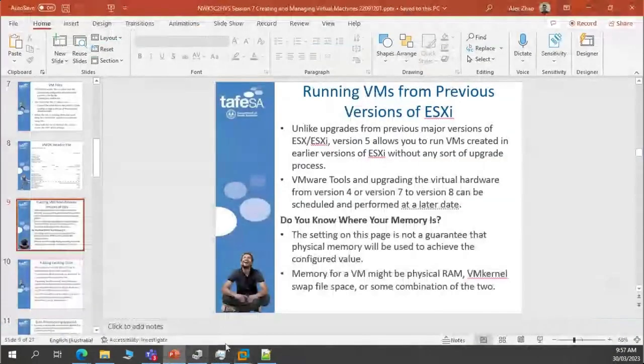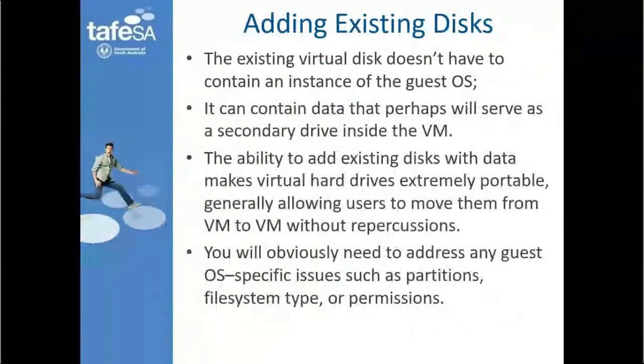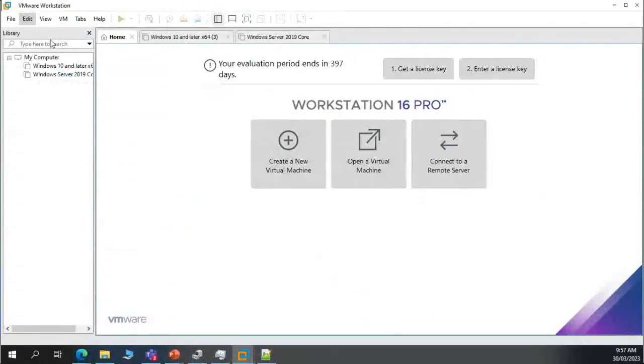All right, keep on going. So that's what that last line is. What about adding existing disks? If you've got an existing virtual machine, it has some VMDK files. Let's just do that as an experiment on VMware Workstation, because it basically works the same.